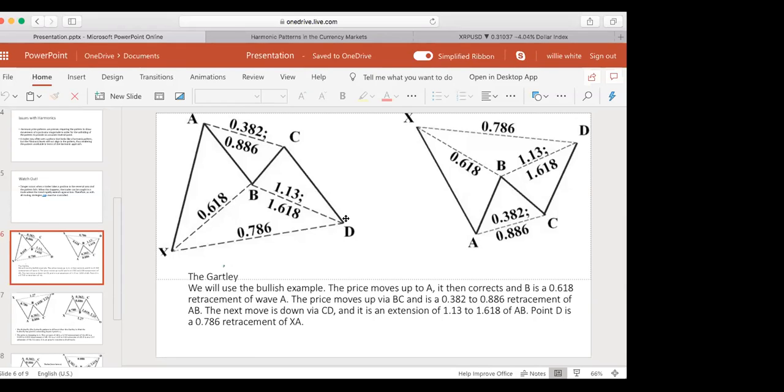All right. So the next move down is via CD. It is an extension of 1.13 to 1.618, right up in here. I tell you not to worry about the numbers. It is important to know the Fibonacci retracement numbers, but as long as you see the pattern and you know what it's going to do, then you can predict the future and position yourself into a greater reversal point. And point D is a 0.786 retracement of XA right here.